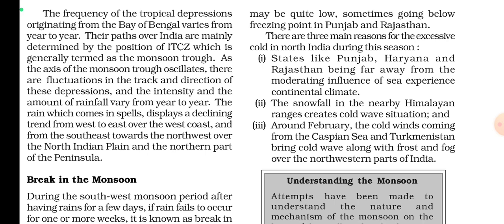The rain, which comes in spells, displays a declining trend from west to east over the west coast, and from the southeast towards the northwest over the North Indian Plain and the northern part of the peninsula.